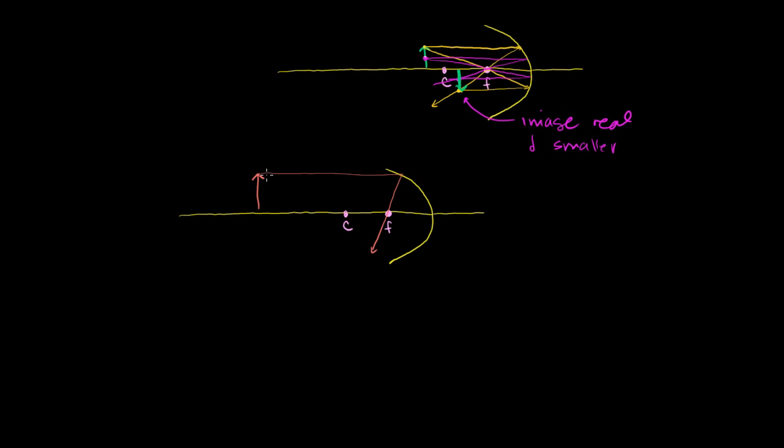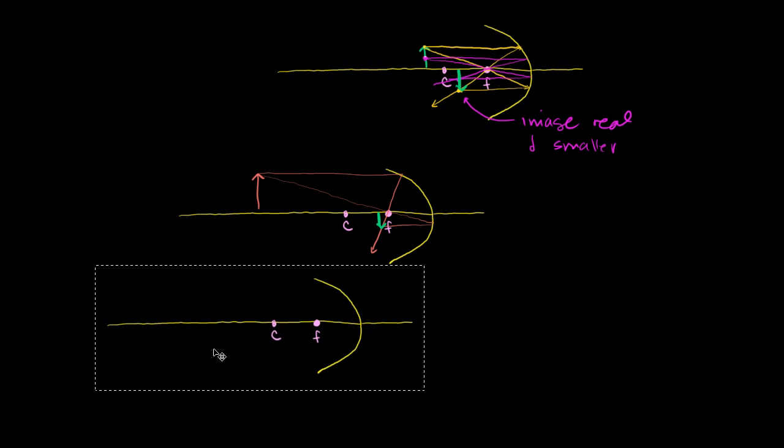And then we can go through the focus. We go through the focus and then reflect out like that. And there you see, now it's much clearer that the image is going to be much smaller, and of course inverted relative to the actual object.